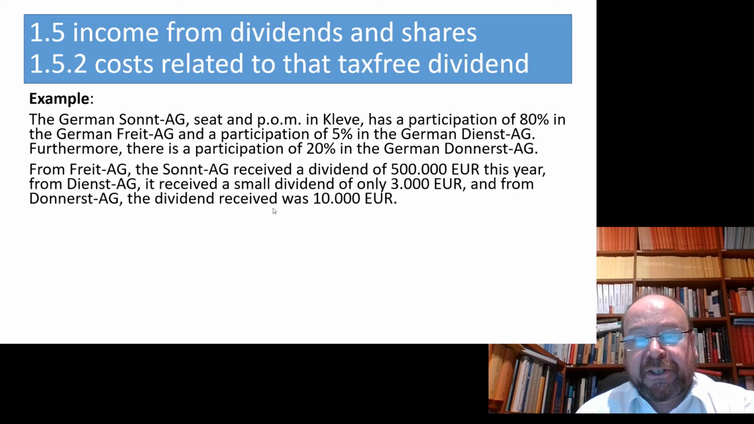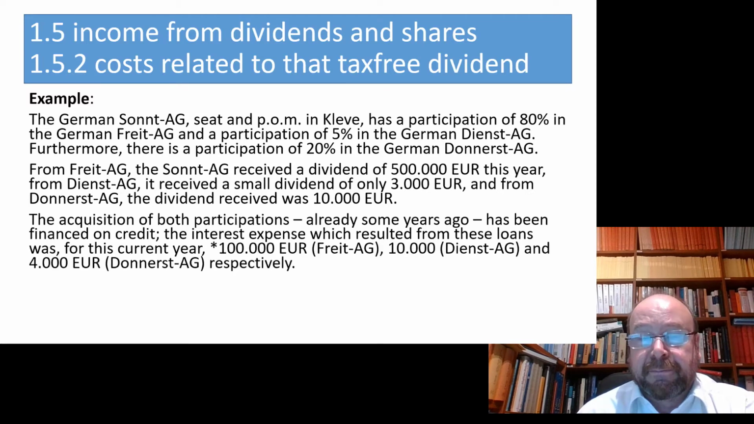From Freit AG, the Sond AG receives a dividend of 500,000 this year. From Dienst AG, it received a small dividend of only 3,000, and from Donnerst AG, a dividend of 10,000. The acquisition of all three participations, already some years ago, has been financed on credit. The interest expense which resulted from these loans was 100,000 for Freit AG, so for our shares which we hold in Freit AG, 10,000 for Dienst AG and 4,000 for Donnerst AG.